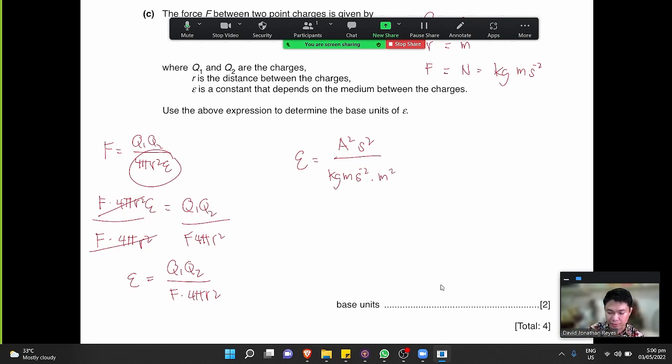Now, to deal with and simplify all of this, you will now have ampere squared, s to the fourth, per kilogram, per cubic meter. So this now will be the unit or the base unit of epsilon.